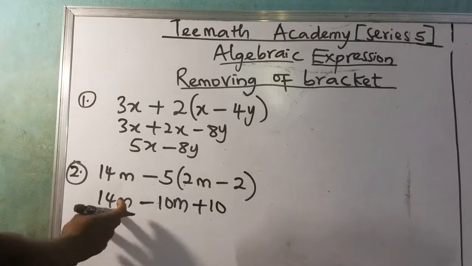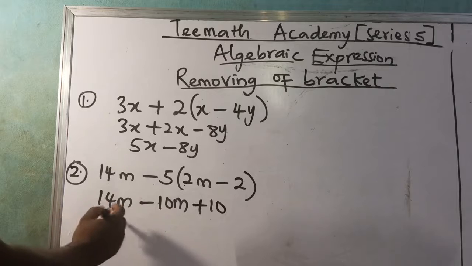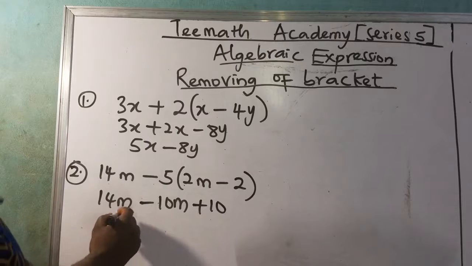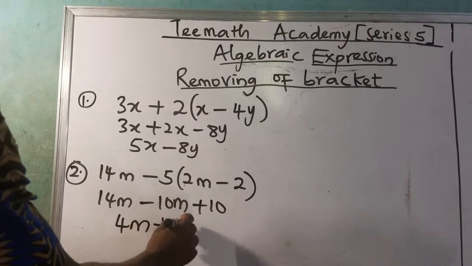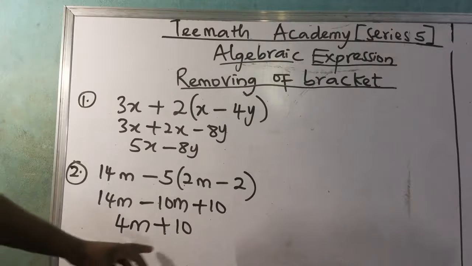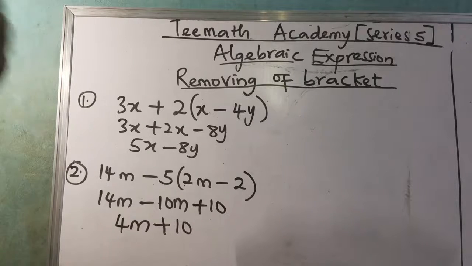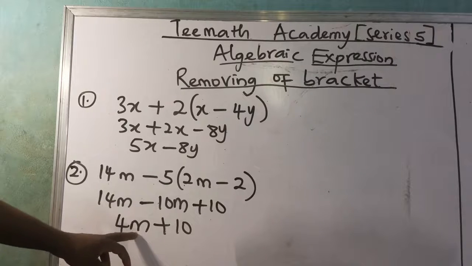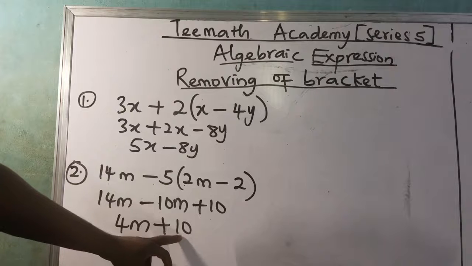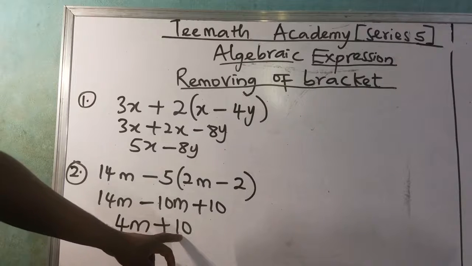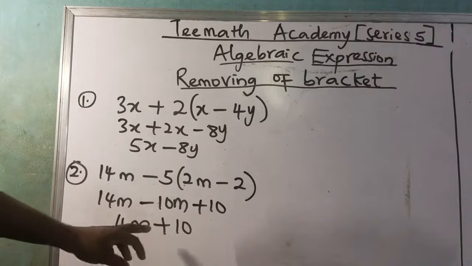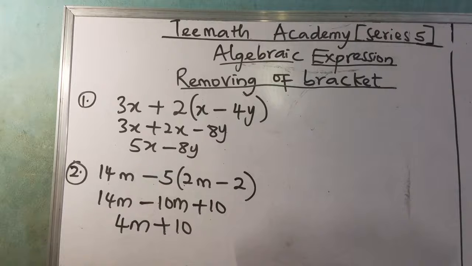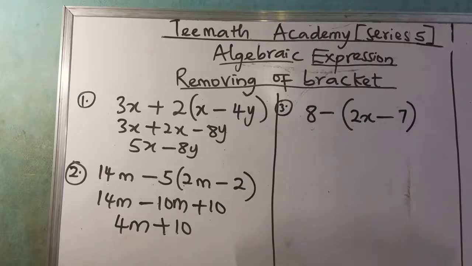What do we do here? 14m minus 10m, they are the same thing. I can operate them or subtract. So 14m minus 10m is what? 4m plus 10. A lot of people will say 4m plus 10 is 14m, which is absolutely wrong. Okay, because this is a variable. This is only number. So it's not possible or allowed to add or subtract letters, that is variable, with numbers together. Go to series 1 to learn all these things.